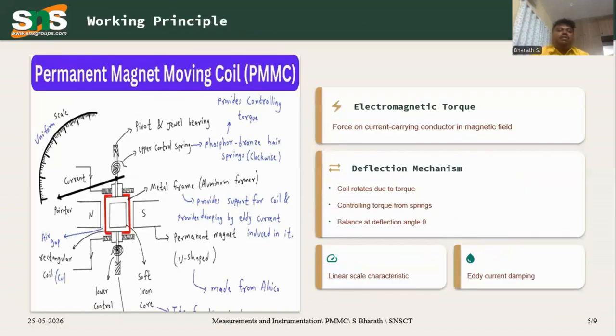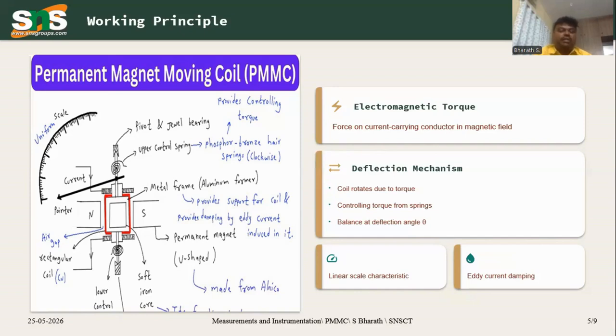What is the working of this permanent magnet moving coil instrument? You can see the diagram. There is a magnet, and a control spring makes the pointer point to 0 at the time of starting. The aluminum former provides support for the coil and provides damping, which is eddy current damping. When current passes through the coil, depending upon the amount of current passing through it, we have the basic force on a current carrying conductor in a magnetic field.